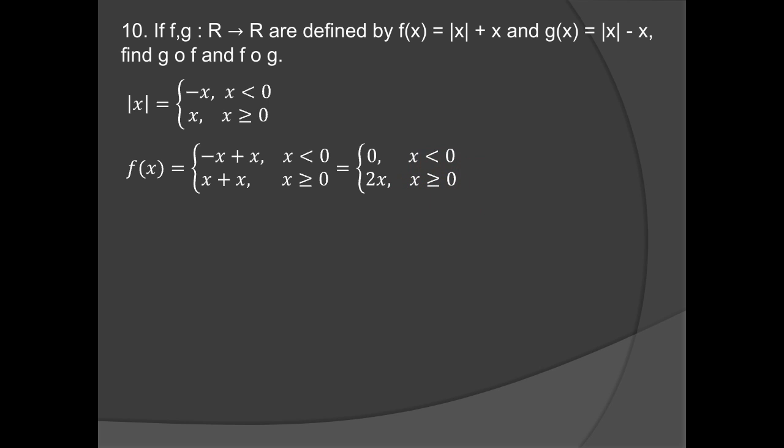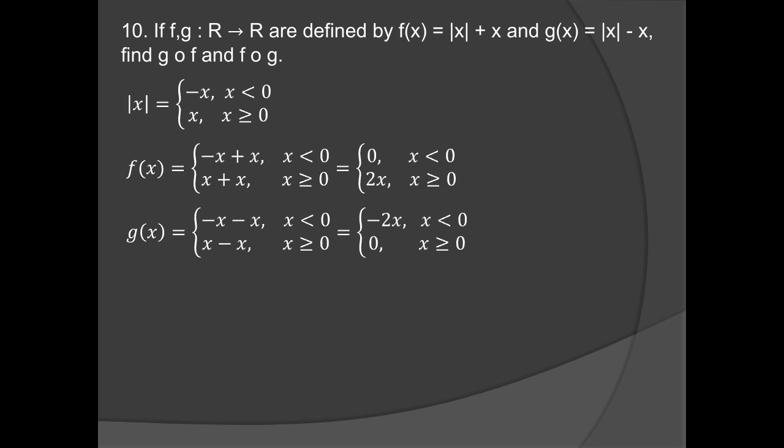Okay, in the same manner we have to find g of x also. So g of x here also, in the place of modulus of x I have written minus x, and this minus x is written, and the second condition is plus x. So plus x, again this minus x is written, so I have got minus 2x, 0.